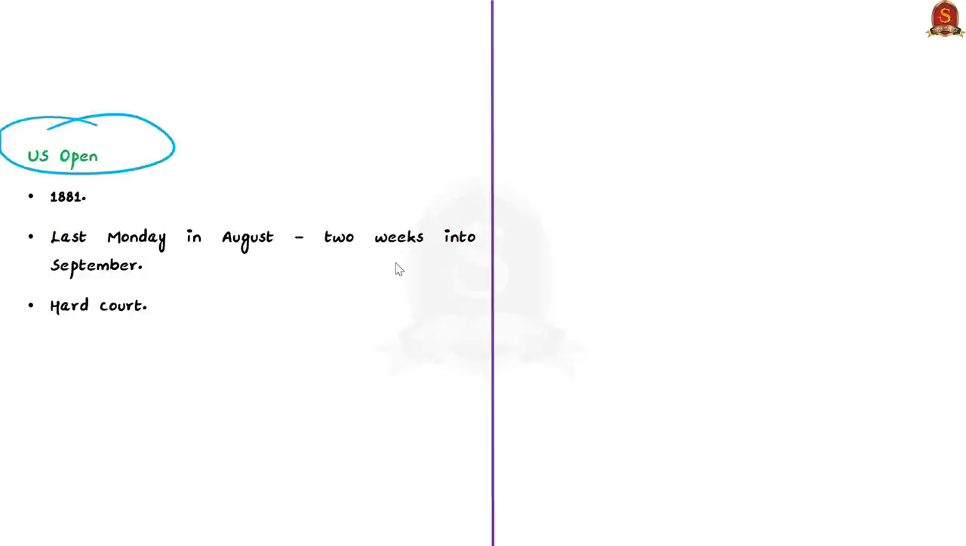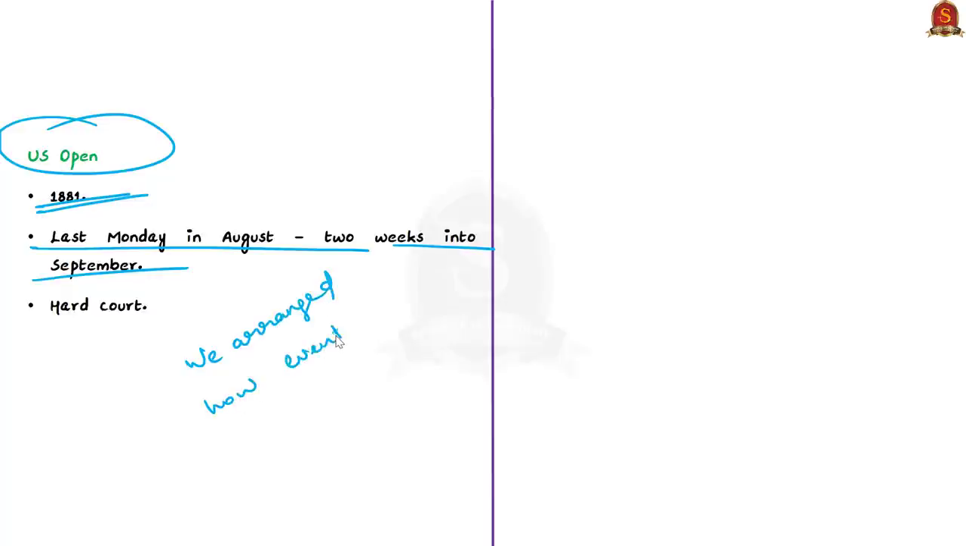The history dates back to 1881. It is being held annually. It starts on the last Monday in August and it continues for 2 weeks into September. This tournament is played on a hard court. So these are some of the important information with reference to tennis, wherein we mainly focused on the four Grand Slams of tennis. Mainly, you know about when it started, whether it is held annually, in which period of the year the event is held, and the type of court, whether it is hard court or clay court or grass court.